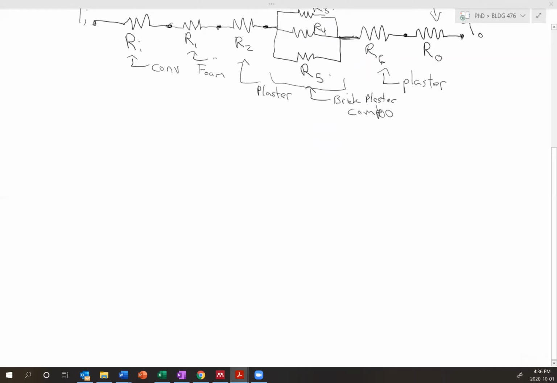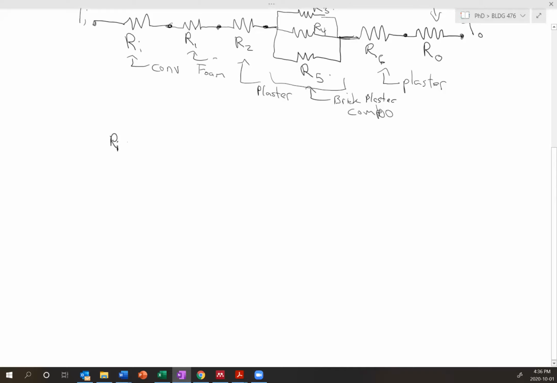Okay, so now it just becomes a matter of systematically going through each one of these and finding the R, and then we'll add them all up to find the equivalent thermal resistance. We'll be able to use that to very easily find the heat transfer through the wall. So we'll do this systematically.